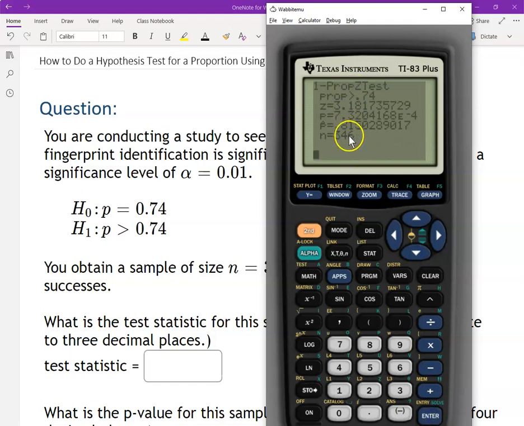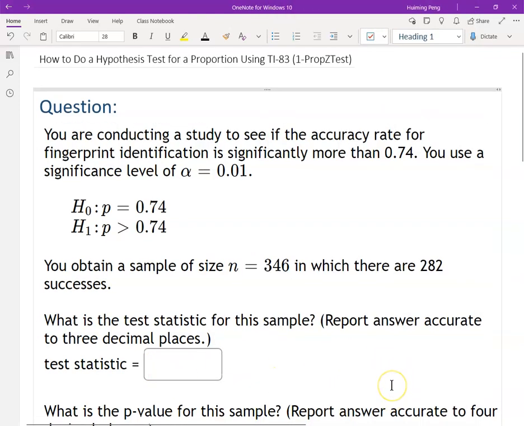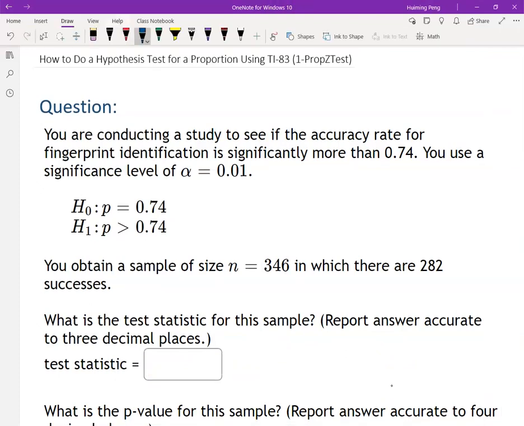See, we have everything here. So the first question is, what's the test statistic? It's z, right? Z-test. So the z value is here. The z score is 3.182. So I put it here, which is 3.182.